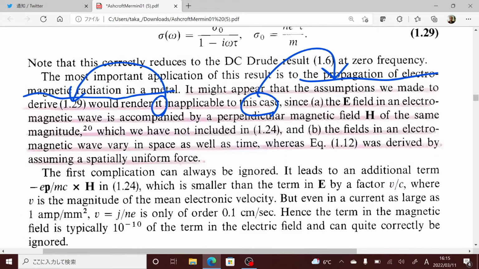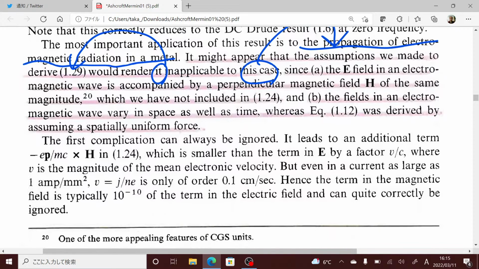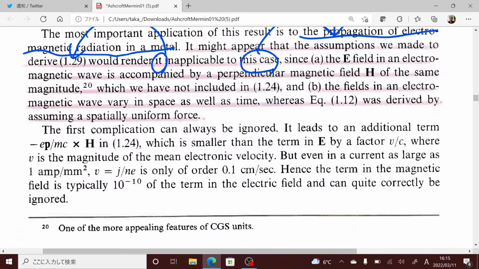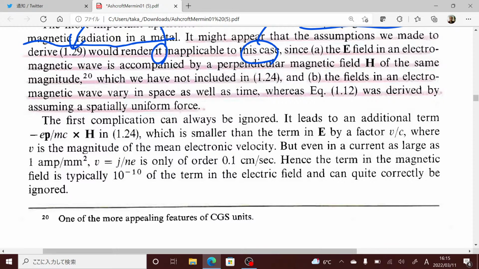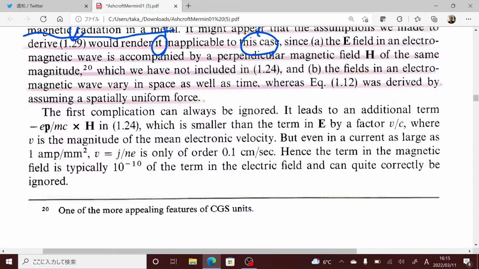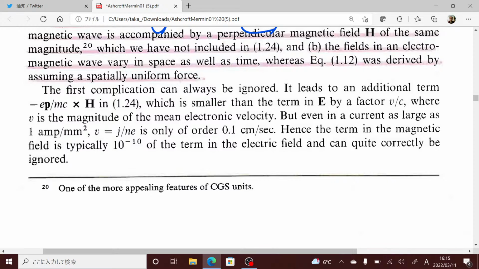Anyway, which we have not included in 1.24, and the field in an electromagnetic wave will vary in space as well as time, whereas equation 1.12 was derived by assuming spatially uniform force. The first complication can always be ignored.